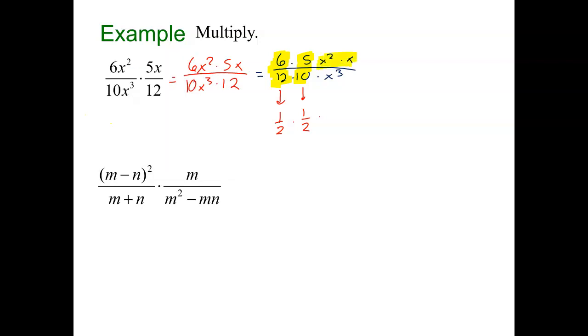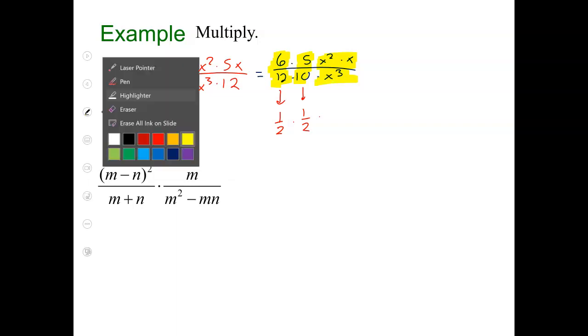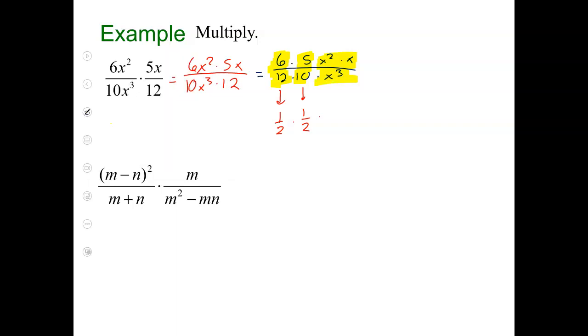And now let's look at the next part. I've got x squared times x over x to the third. It cancels completely, right? Because x squared and x to the third will cancel to just be x in the denominator. And then I've got x over x. That eliminates altogether. So now I'm just doing 1/2 times 1/2, which is 1 times 1 over 2 times 2, which is just 1/4.